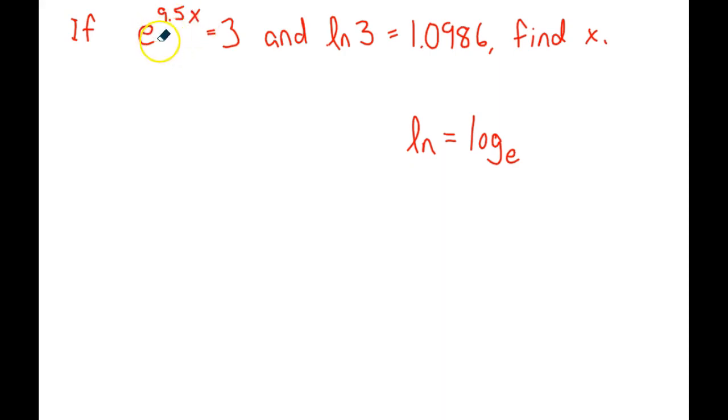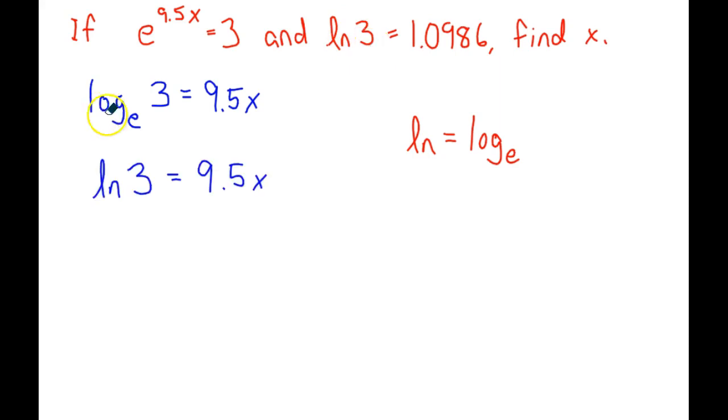Now to solve for x, we're going to take our exponential and rewrite this in logarithmic form. So the base of our exponential is e, so the base of our logarithm will be e as well. Our output is going to become our input, and our input of our exponential is going to become the output of the logarithm. So this will be equal to 9.5 times x. Now this is where we have to remember that log base e is the same as ln, the natural log, because we know what the natural log of 3 is. So since the log base e is the same as the natural log, we can rewrite this as the natural log of 3 equal to 9.5x.